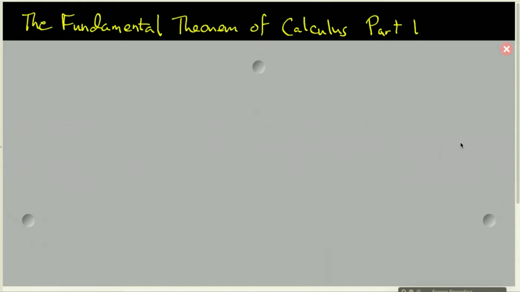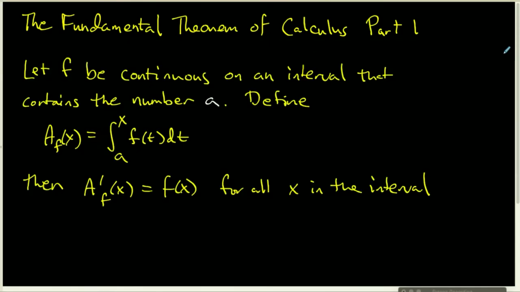In the previous video, we came up with the following conjecture about area accumulation functions: if f is a continuous function on an interval that contains the number a, and we define the area accumulation function to be the definite integral from a to x of f of t dt, then it seemed like the derivative of the area accumulation function was f of x. In other words, the derivative of the area accumulation function is just the integrand of the integral.